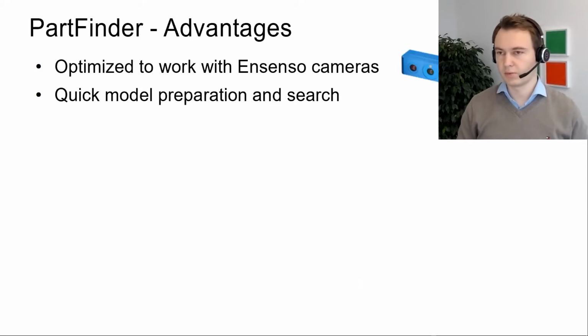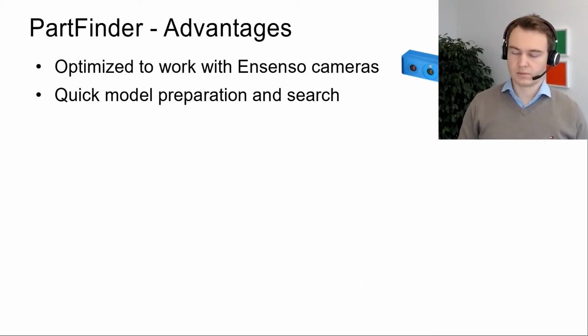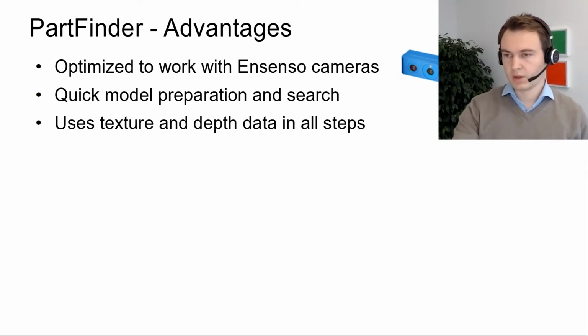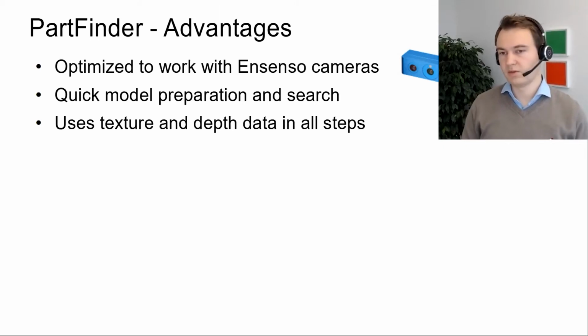Why would you want to use PartFinder in order to locate objects in point clouds? First of all, it's developed and optimized to work with Ensenso cameras. We derive certain parameters from the camera geometry and from camera configuration. And it's also integrated into the Ensenso SDK to be used easily when you're using Ensenso devices already. Of course, we also want to provide a very quick preparation and search process. And this one is maybe even more interesting.